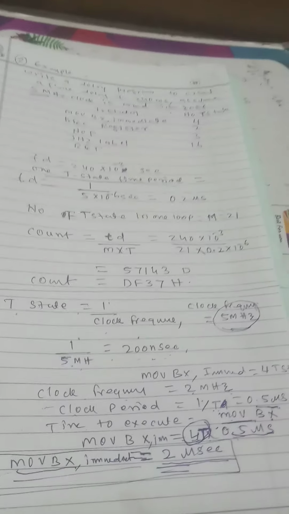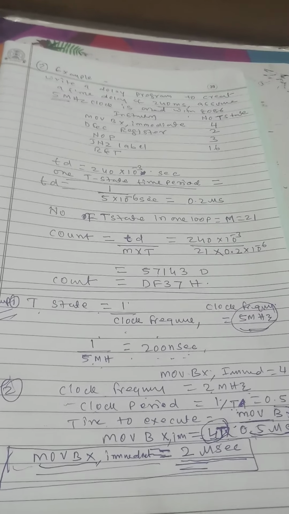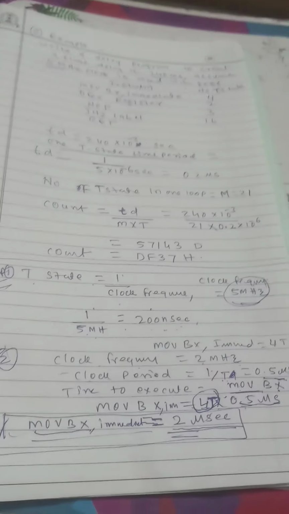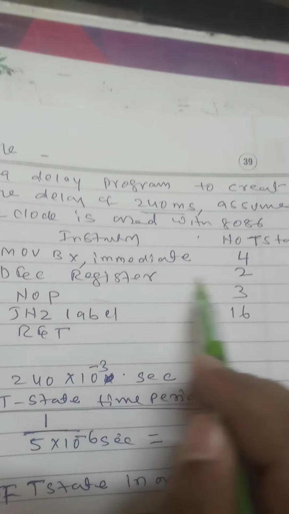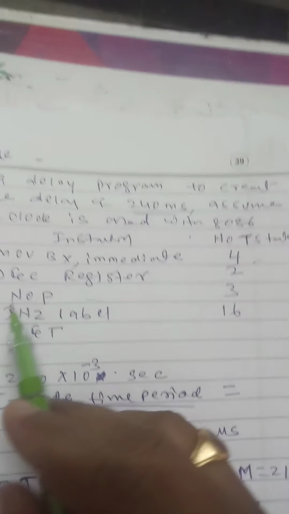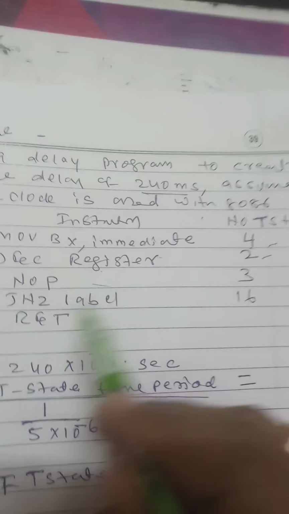So what do I have to do? We have to multiply this time by the number of T states. Each instruction has different T states. Here you can see the examples. MOV BX comma immediate requires 4, and the decrement register requires 2 T states.